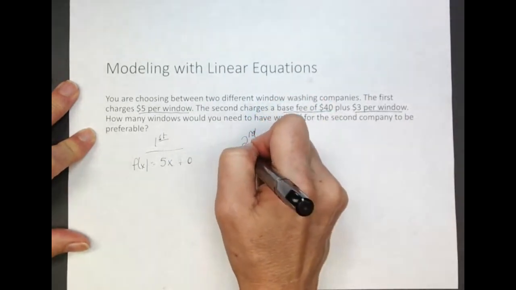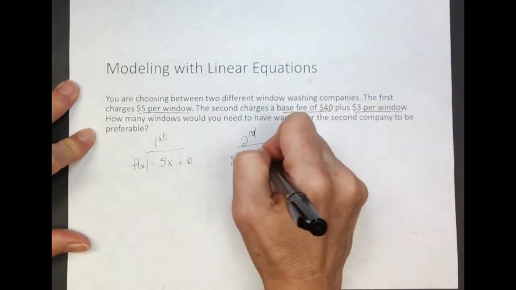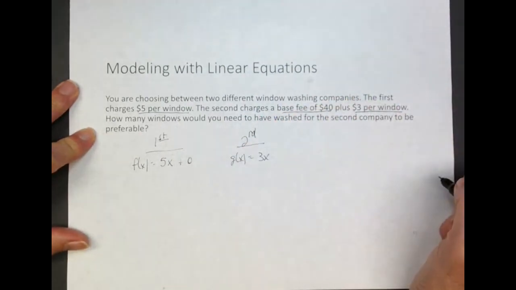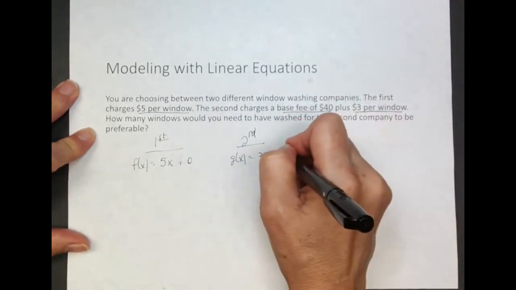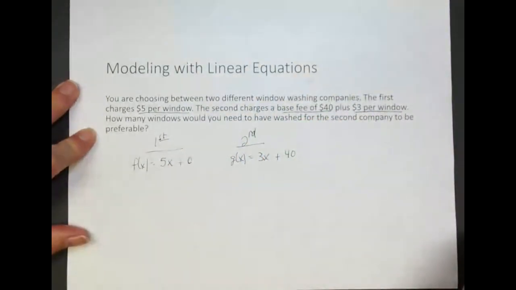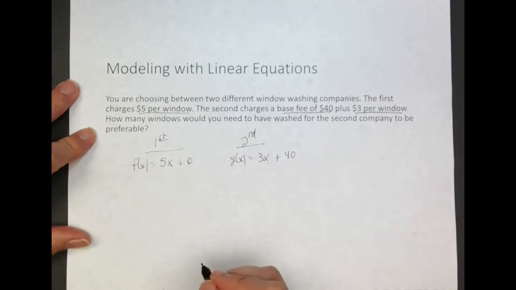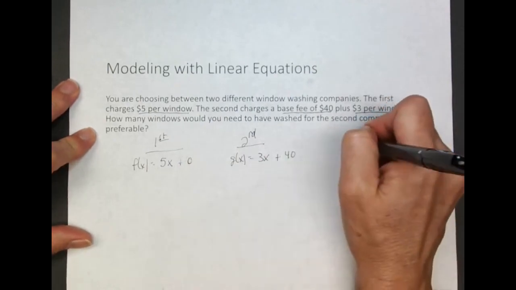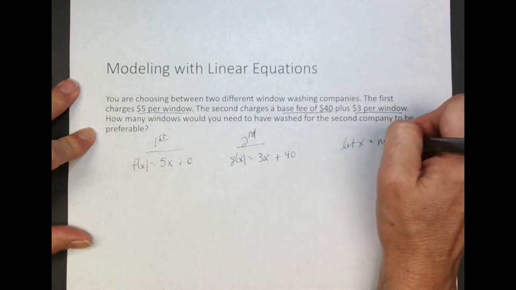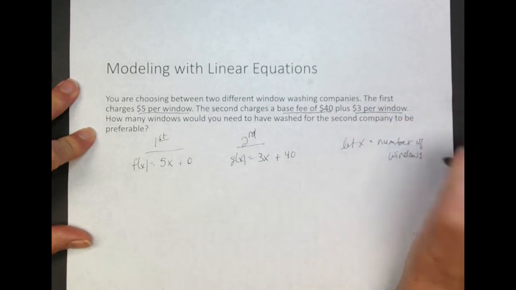The second company, however, call that one g of x. That second company has a lower rate of change, so 3 times the number of windows cleaned, but there is that base fee, or that initial value, if you will, of $40. So how do I know when this one becomes cheaper? We set them equal to each other and solve for x, our number of windows. I should have written that down.